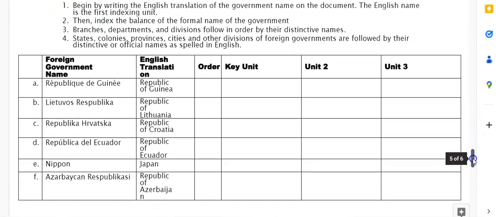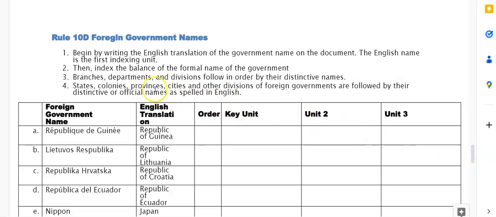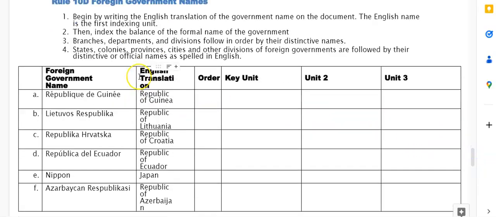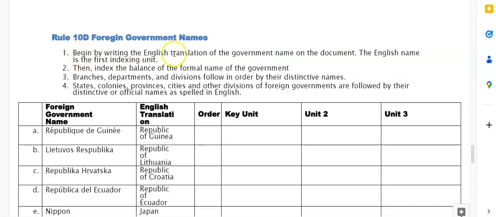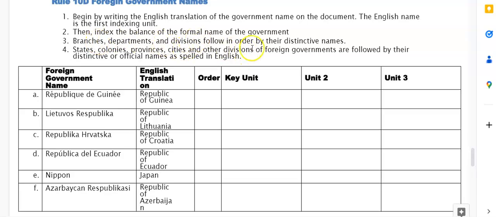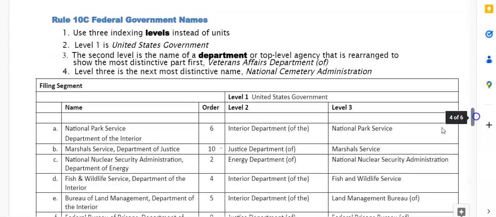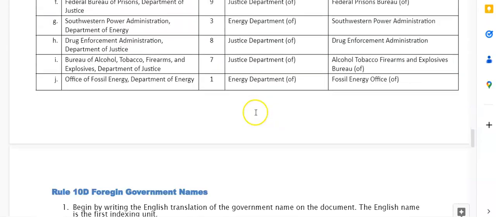So 10D is the very last of the rules, and 10D deals with foreign government names. It says, begin by writing the English translation of the government name that's on the document or the piece of paper. And the English translated name is always going to be your key unit. It then says, index the balance, or the rest of the formal name of the government. Branches, departments, and divisions follow in order by their distinctive names, similar to how we've done with 10A through 10C.